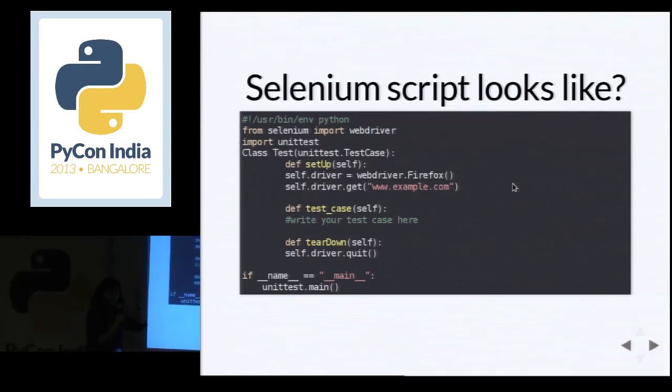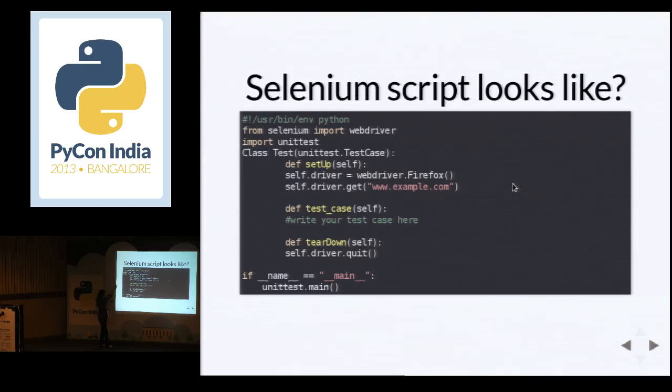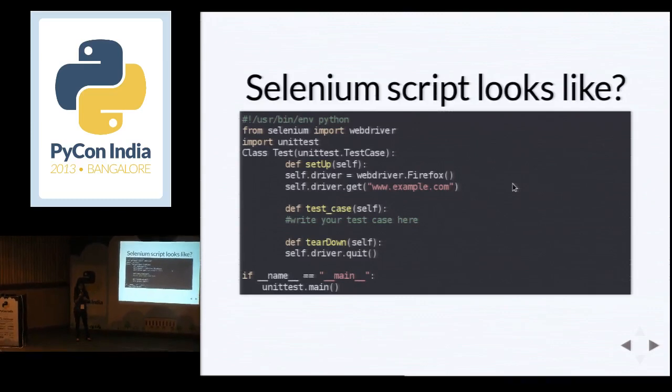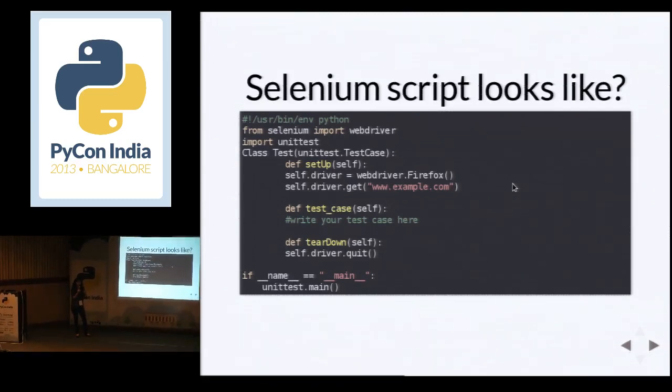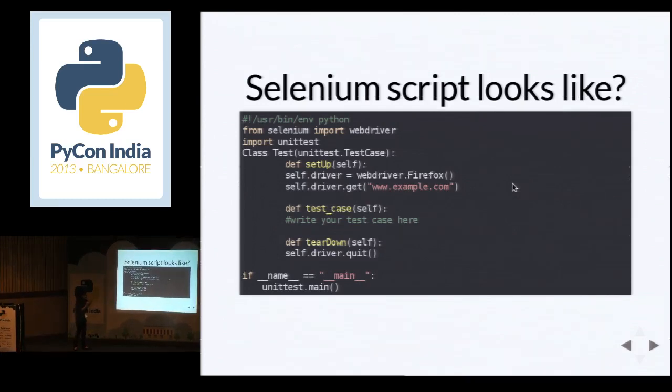In the first step, we create an instance of the Firefox WebDriver. We use the get method to navigate to a particular URL. The test case is defined by a naming convention which starts with test underscore, which helps the test runner identify that this is a test case. You can write your test case here. Then you have a tearDown method where you need to close your browser, so you can use the quit method provided.